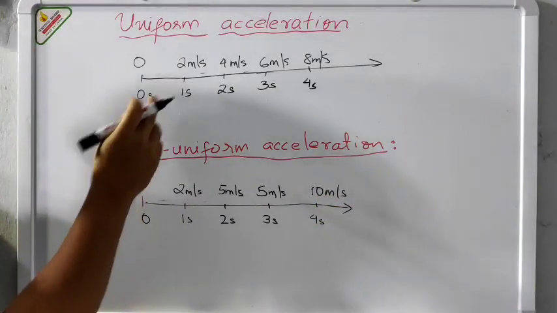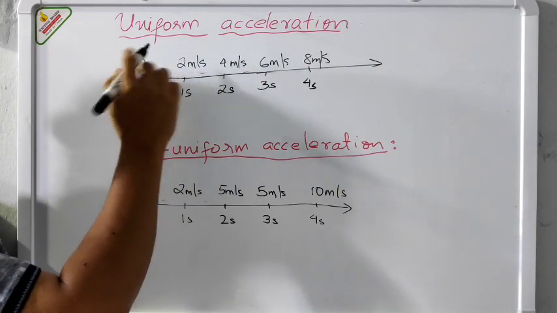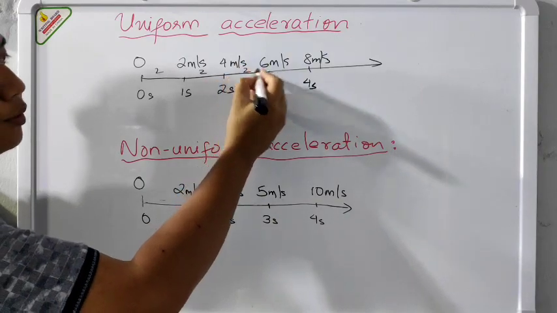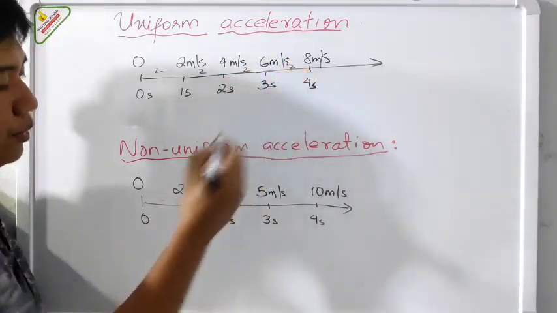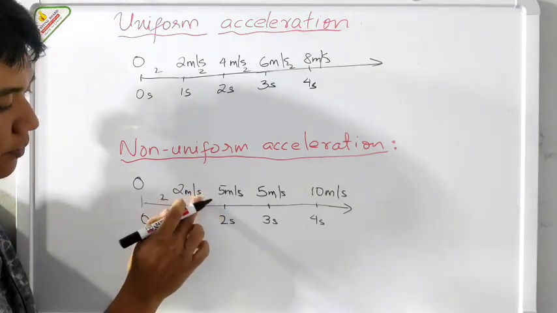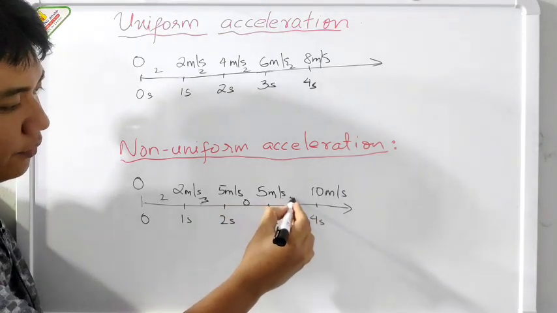Let us calculate the change in each interval. In the first case, change in velocity is 2 minus 0, 2. 4 minus 2, 2. 6 minus 4, 2. 8 minus 6, 2. In the second case, 2 minus 0, 2. 5 minus 2 is 3. 5 minus 5 is 0. 10 minus 5, 5.